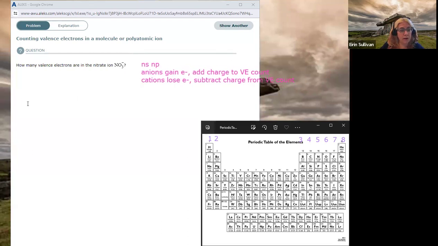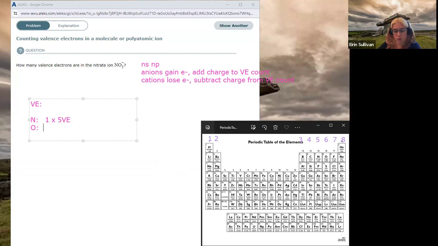Okay, so the nitrate ion. Valence electrons count. We've got nitrogen, we've got oxygen, and we've got a charge to deal with. So we've got one nitrogen atom. Nitrogen is in group 15, so it has 5 valence electrons. That's coming from a 2s2, 2p3 configuration. Sorry, I was just looking at lithium and going 3, 3. More coffee required. So 1 times 5 valence electrons coming from that nitrogen.